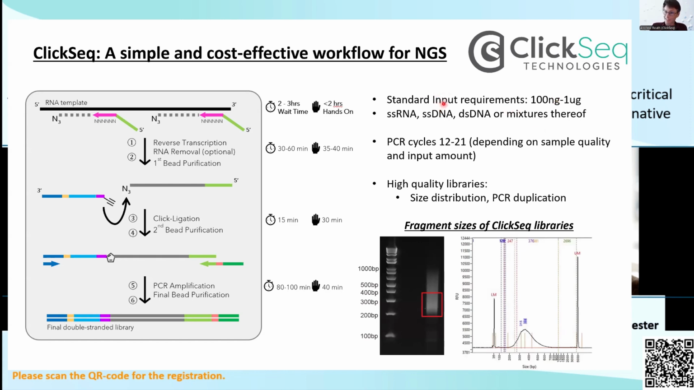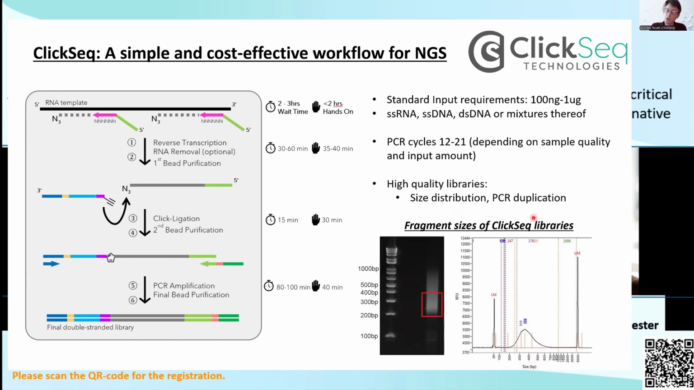The requirements are fairly standard as well. So around 100 nanograms to 1 microgram of RNA or DNA is pretty standard. For the targeted reactions, you can go much lower than that. So for example, when we're doing the Tiled-ClickSeq of coronavirus samples, we didn't even know how much RNA was in our samples. We just extracted everything and put it as an input. The number of PCR cycles you do is typical, 12 to 21.